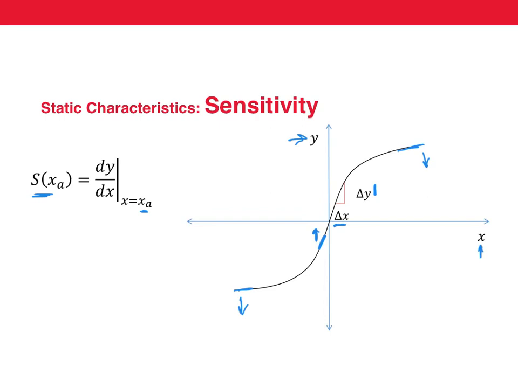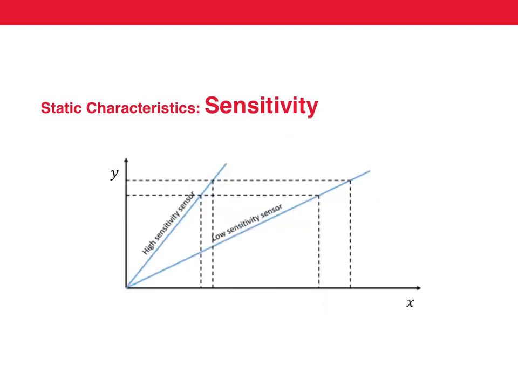However, if you had a linear sensor, the sensitivity would have been a constant for the entire range of inputs, like it is shown here. So here are two linear sensors. This sensor has a higher sensitivity, so it has more change in output for the same input than the sensor with lower sensitivity. Let's say you want the same amount of change in output. For a high sensitivity sensor, you will have to change the input a little bit, while for the low sensitivity sensor, you'll have to change the input quite a bit.